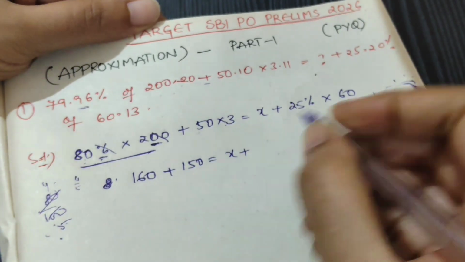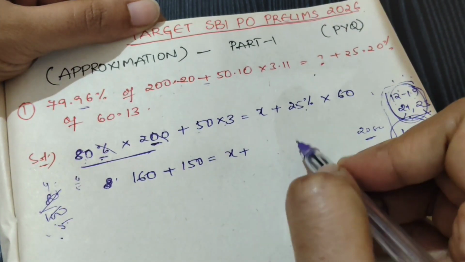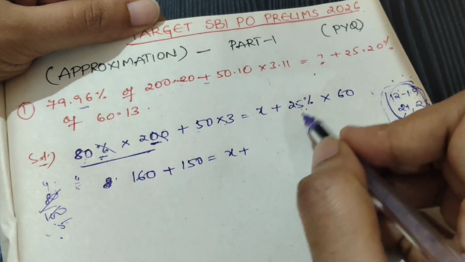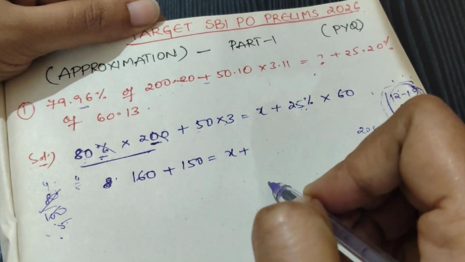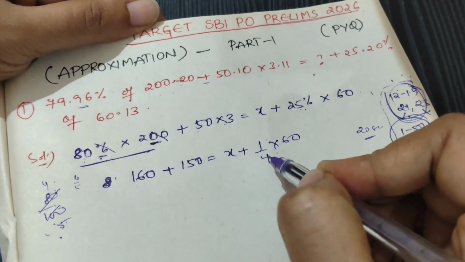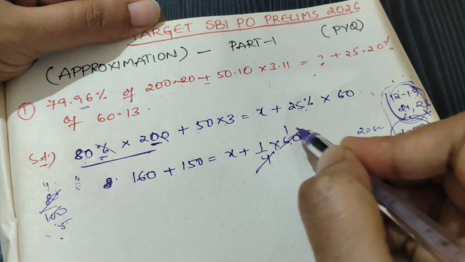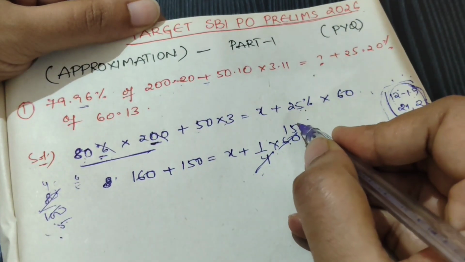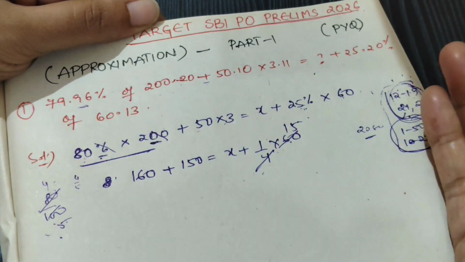x plus 25% means 1 by 4. Again, don't write 25 by 100. But here 2 zeros are not there, so I will take 1 by 4, which is easy for me to cancel. 4 ones are 4, 15 fours are 60. If you are good at tables, you can directly write 15. So 25% of 60 is 15.